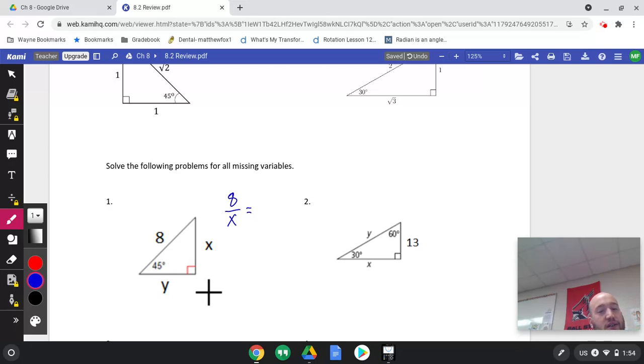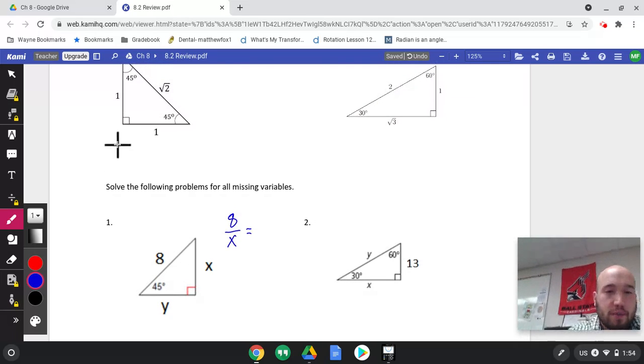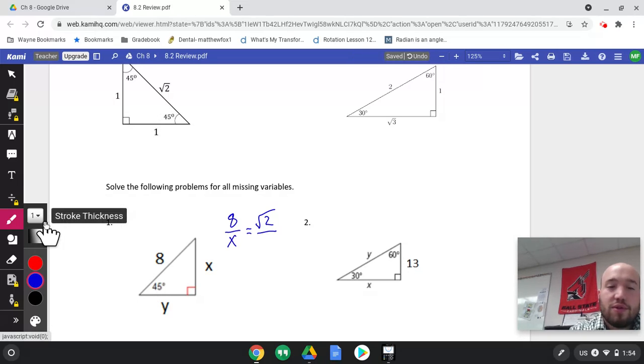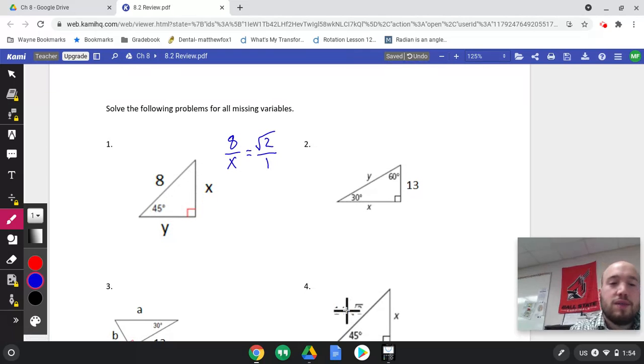So 8 over x. That 8 is across from the right angle. So we go up here to our template, across from the right angle, square root of 2. So I'll put that on top. Meanwhile, the x is across from a 45. So it's one of the legs. We put a 1 there. And now that we have a proportion set up, we can cross multiply. So we cross multiply. We'll get square root of 2x equals 8.